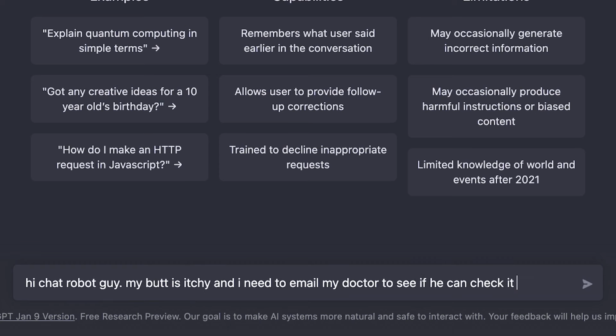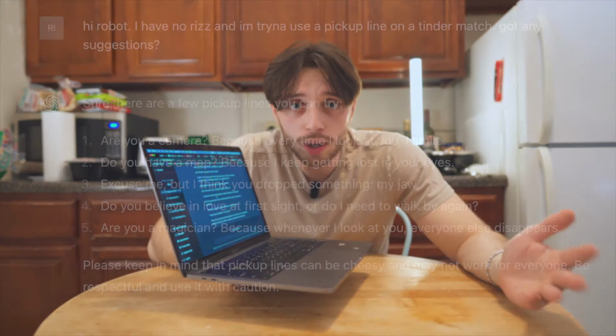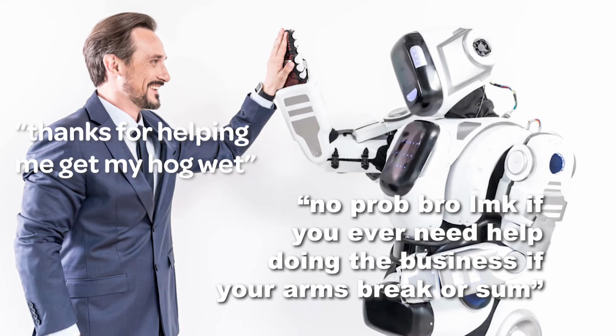I use it to write emails that I'm just too lazy to write myself, but you can also use it to cheat on homework, or even ask for pickup lines to use on a dating app. That's right, robots can rizz you up. But today we're using AI to help us cook.